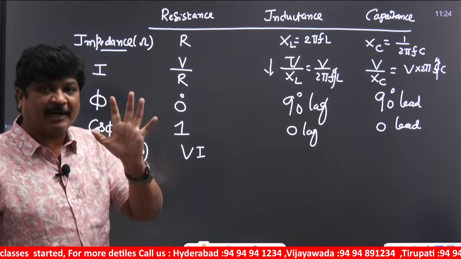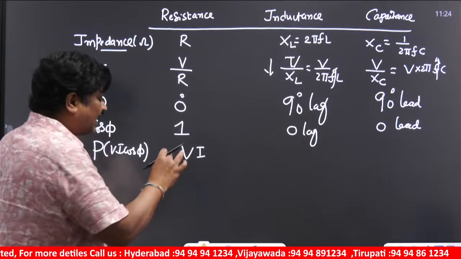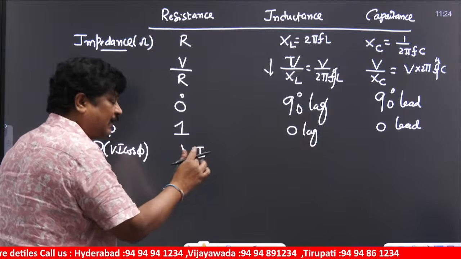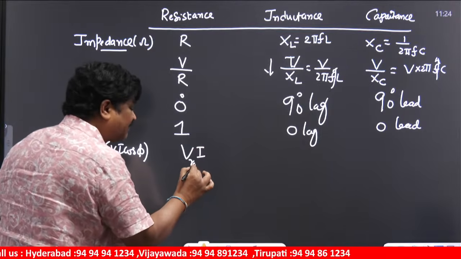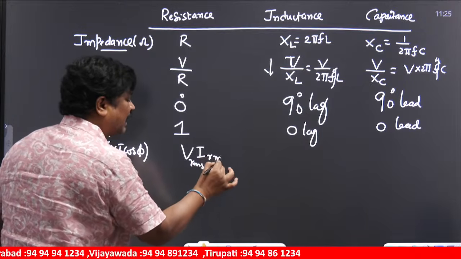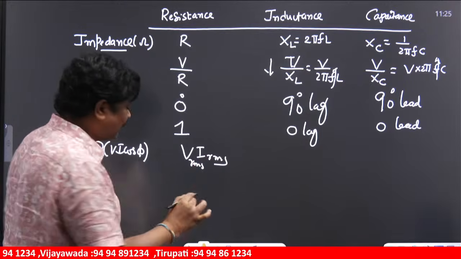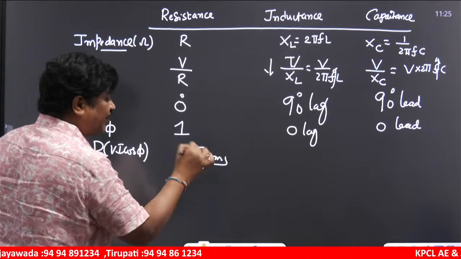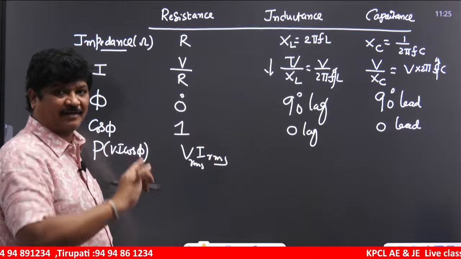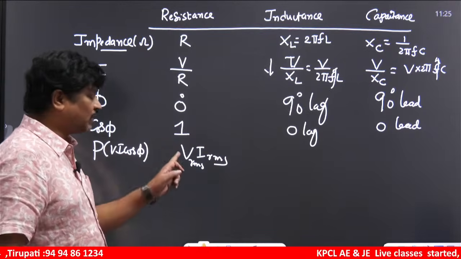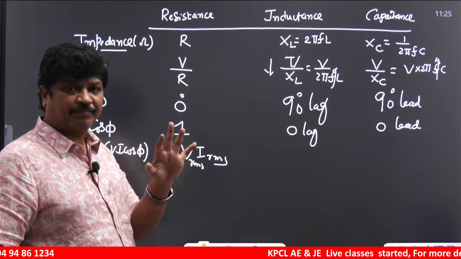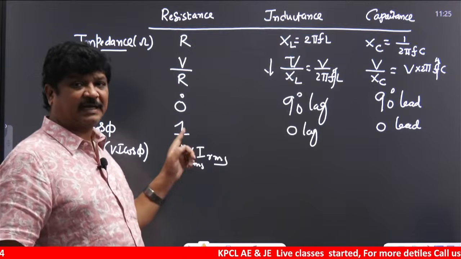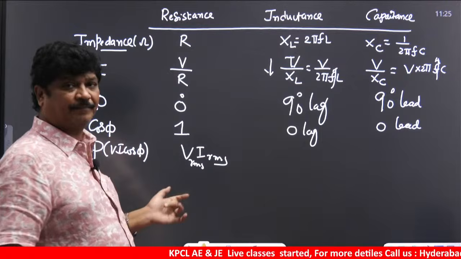But one more important point is, whatever voltages and currents are here, they are RMS values. If you write power is equal to Vm into Im, that is wrong. Don't write Vm Im, because Vrms and Irms give the power.